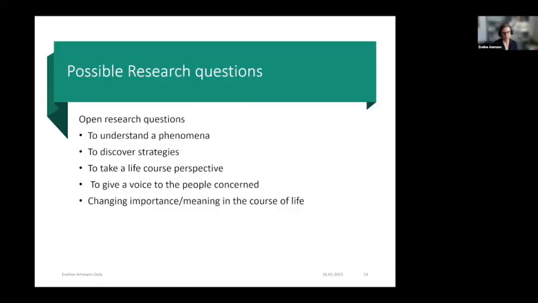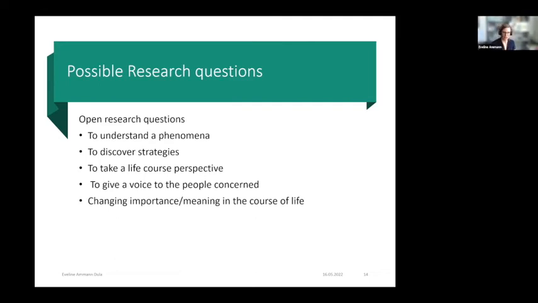So I come to the point of what kind of research questions you can use. Maybe you heard last time about qualitative methods. You often have not, as in quantitative approaches, a hypothesis that you answer with yes or no or with hard facts. You have a more open research question that you are going to explore. And through the steps of the analysis, the question can become more and more focused.